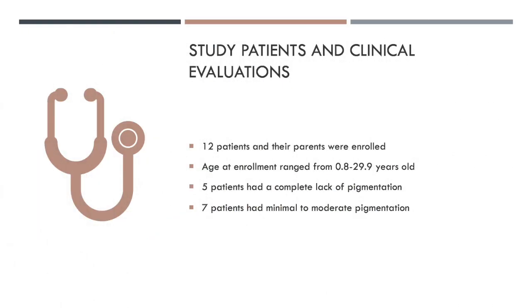The overall purpose of this study was to estimate the relative frequencies of OCA1 and OCA4 based on the ethnicity in Korea, as these are the 2 most prevalent forms of albinism in this geographical area. In order to do this, they enrolled 12 patients whose age ranged from 0.8 to 29.9 years old, and their parents into the study. 5 of these patients had a complete lack of pigmentation, while 7 of these patients had a minimal to moderate pigmentation.